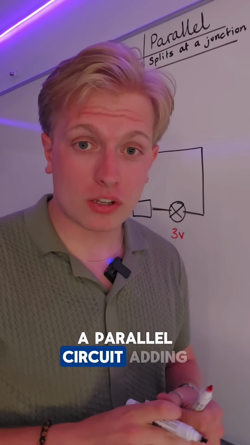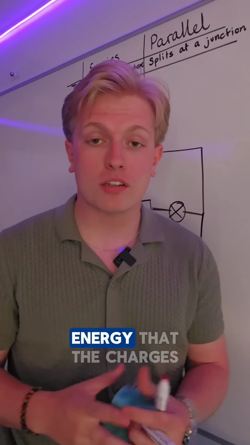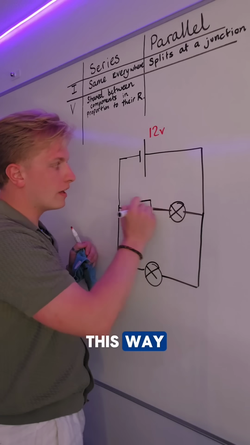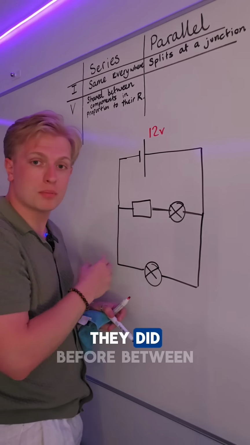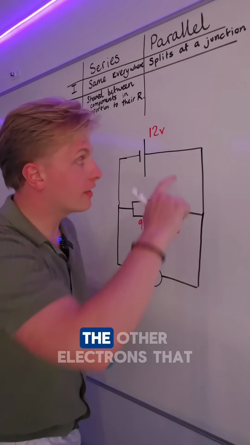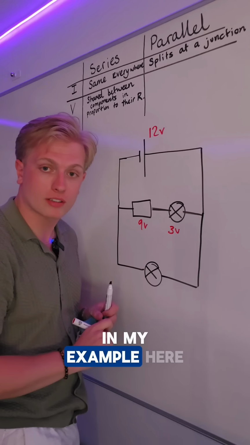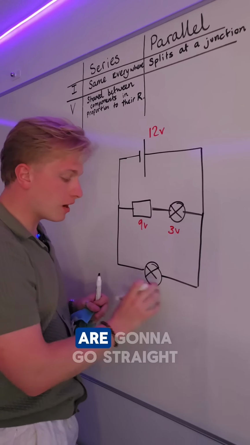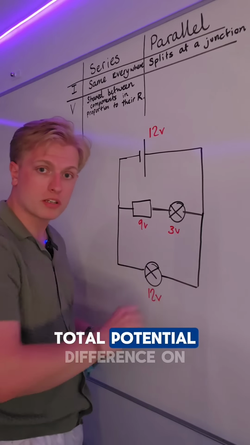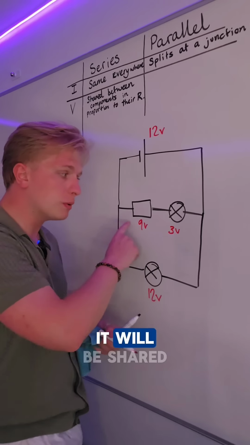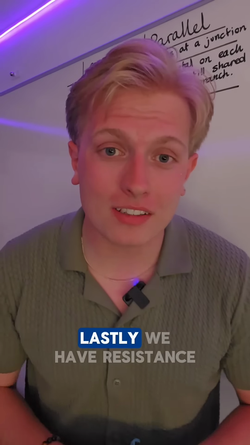What if we have a parallel circuit and adding an extra loop? Again, fundamentally, remember, potential difference is the energy that the charges have. These ones that go this way will only pass through these 2 components. So of the 12 volts they have, they'll share it as they did before between these components. However, the other electrons that go to the second branch will only pass through that single component in my example here. So all 12 volts of energy they pick up are going to go straight to that bulb. So in parallel circuits, you get the same total potential difference on each branch. Just remember though, it will be shared between the components on each branch as it is always. Like so.